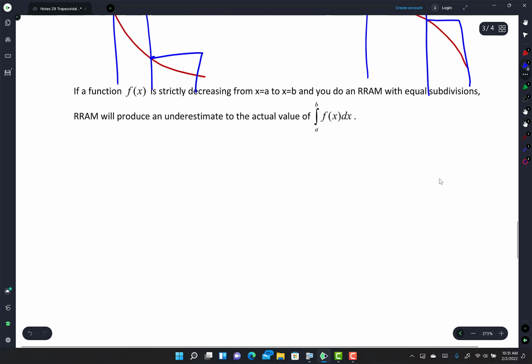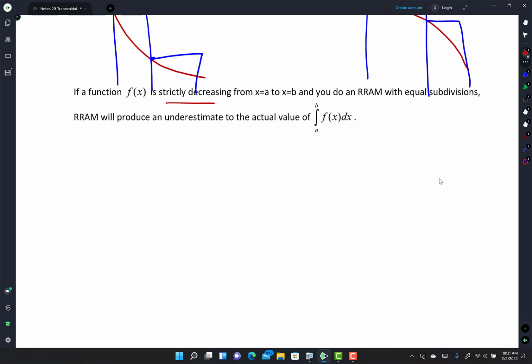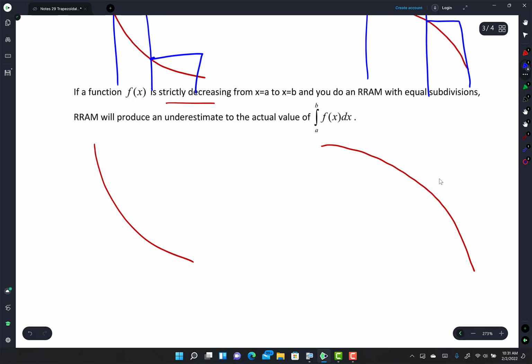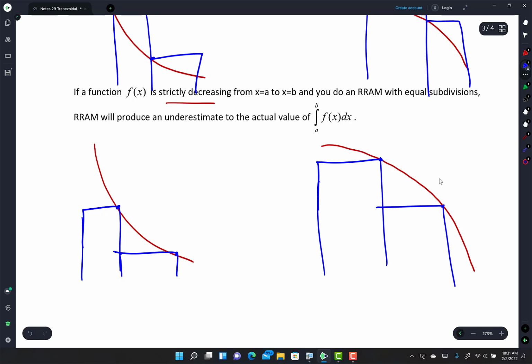Does the visual help? Okay. All right, let's do the next one, strictly decreasing again, but we're doing RRAM, so do both concavities. So decreasing concave up and decreasing concave down. RRAM, and then RRAM. Does it give you an underestimate? Yes. That's just a review.